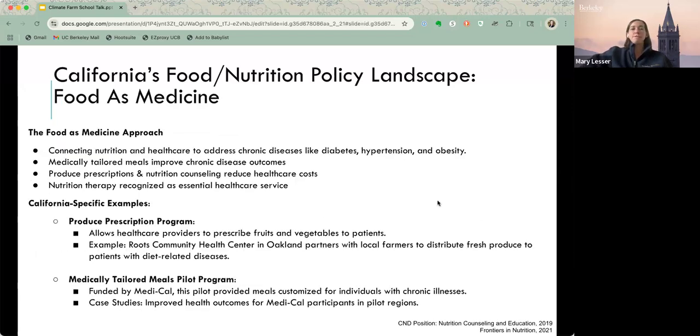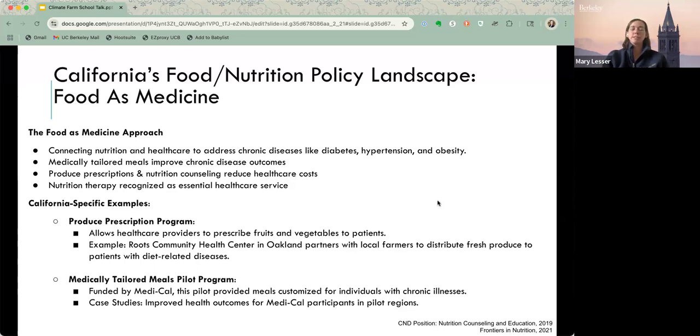All right, moving on now to the food as medicine initiatives. So what is the food as medicine approach? This is really, again, connecting nutrition and healthcare to address chronic diseases like diabetes, hypertension, and obesity. Examples include medically tailored meals to help improve chronic disease outcomes, and also produce prescriptions and nutrition counseling to help reduce healthcare costs.